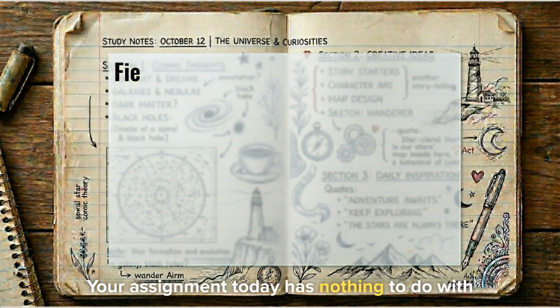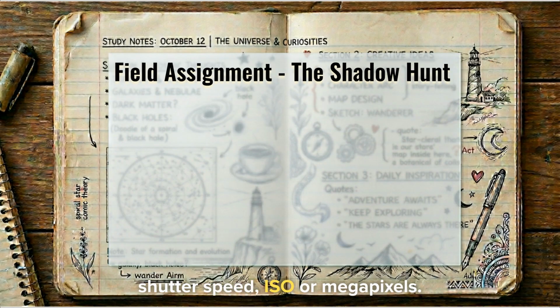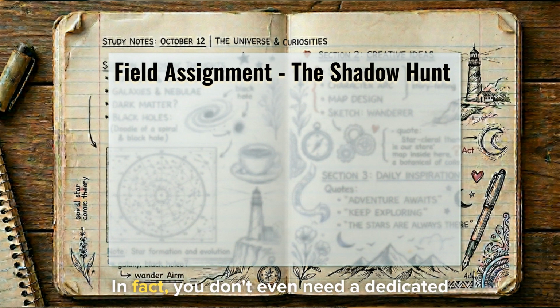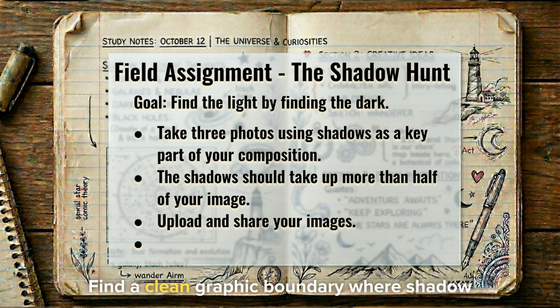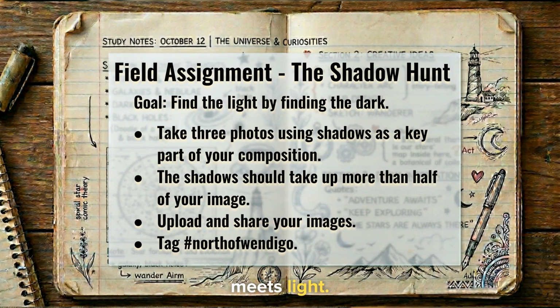Your assignment today has nothing to do with shutter speed, ISO, or megapixels. In fact, you don't even need a dedicated camera for this. This exercise rewires your visual instincts faster than any technical setting ever will. Your assignment is the shadow hunt. I want you to go outside, whether that's a provincial park, an urban alleyway, or your own backyard. Do not look for an interesting subject. Look for an interesting shadow. Find a clean, graphic boundary where shadow meets light. Your composition will grow from that line.